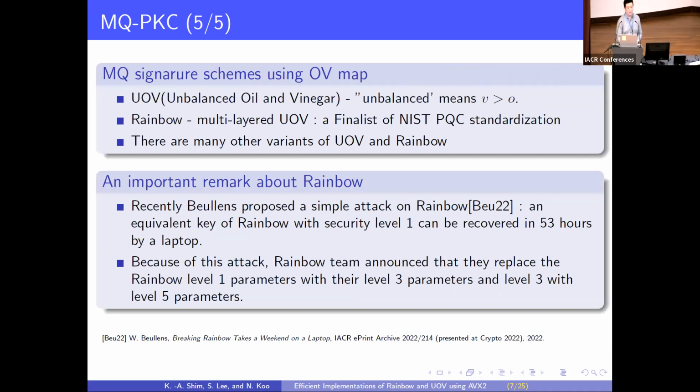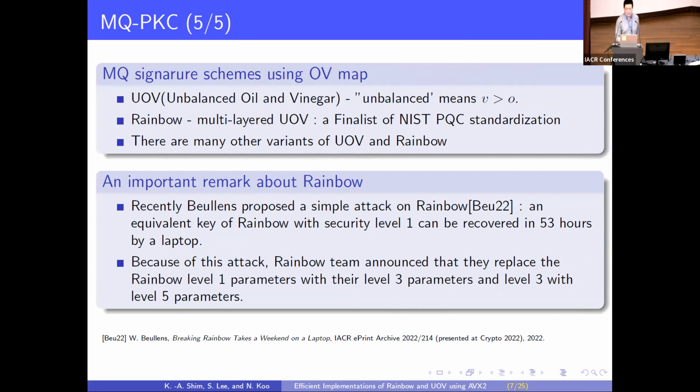UOV is an example of an MQ signature scheme using the OV map as a central map. Here, unbalanced means V is larger than O. Rainbow is a multi-layered UOV and is a finalist of this PQC standardization.